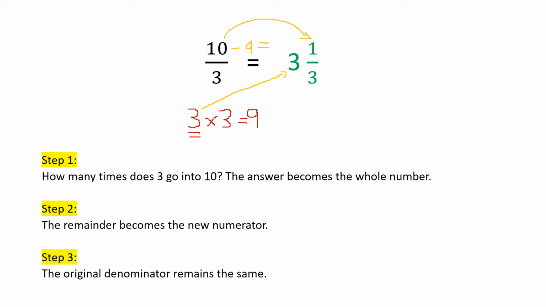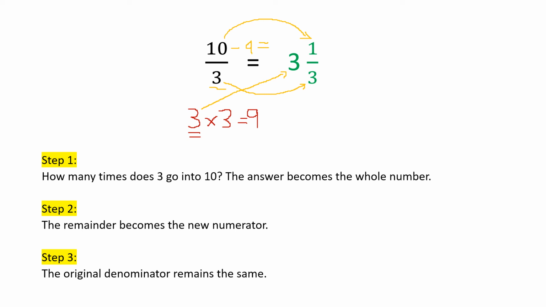Okay, and step 3, the original denominator remains the same. Well, that's easy. The original denominator here, okay, is 3. Okay, so we take that across and that becomes our denominator for our new fraction. So the answer we get is 3 and 1/3.